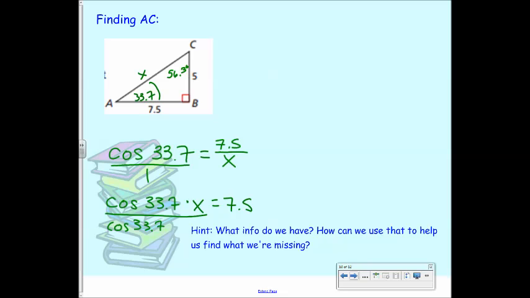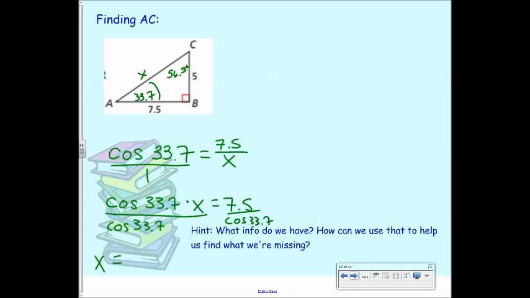Wait, with that one you use a negative? Nope. Only when you're looking for angles. When it's like cosine of a variable, because that's when you want to get rid of cosine. But here we already know cosine 33.7. So we were looking for angle A and angle C. That's when you use inverse. If you're looking for side lengths, you don't need inverse.